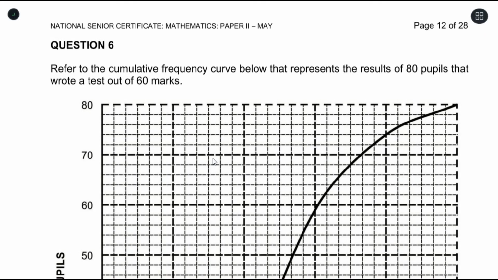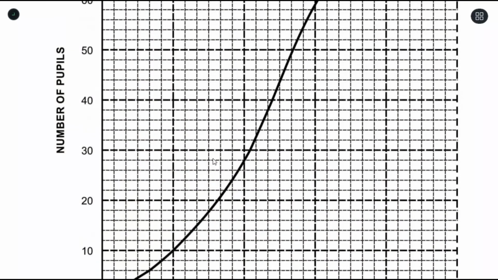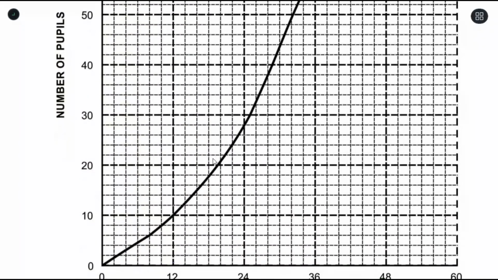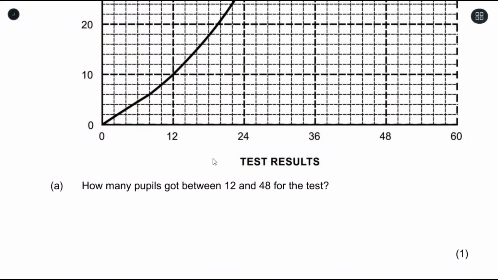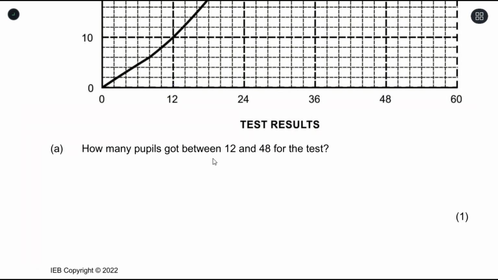Question 6. Refer to the cumulative frequency curve below that represents the result of 80 pupils that wrote a test out of 60 marks. You can see that on the y-axis is the number of pupils, and on the x-axis it is the test result. The first question says, how many pupils got between 12 and 48 for the test?